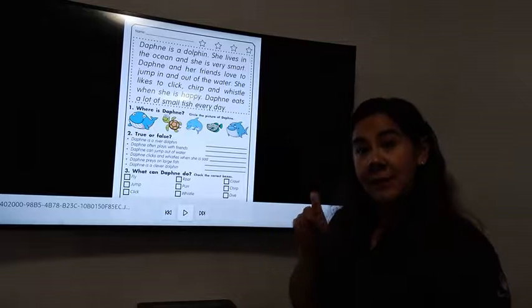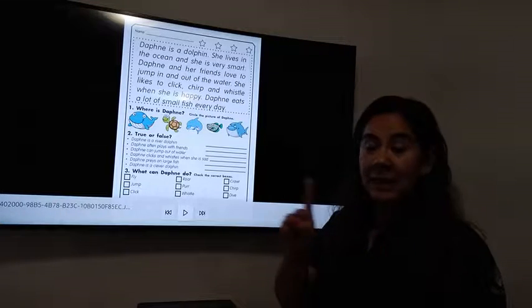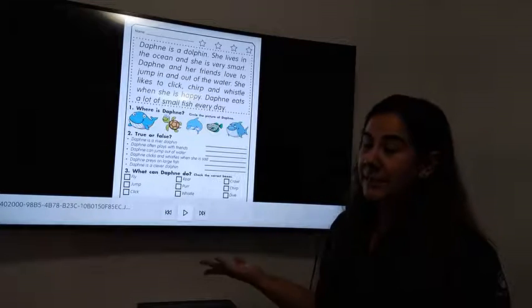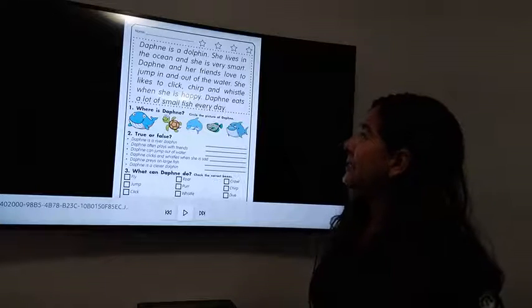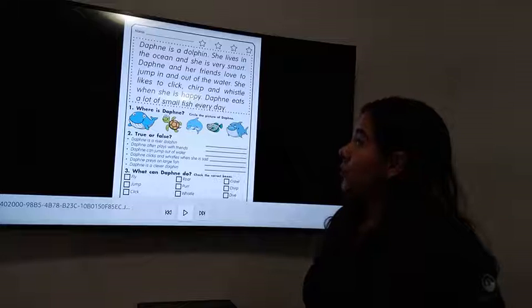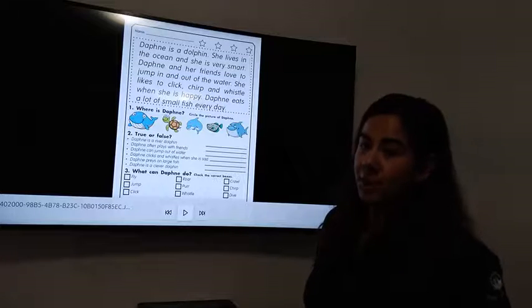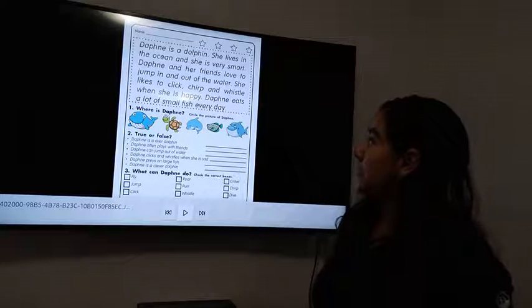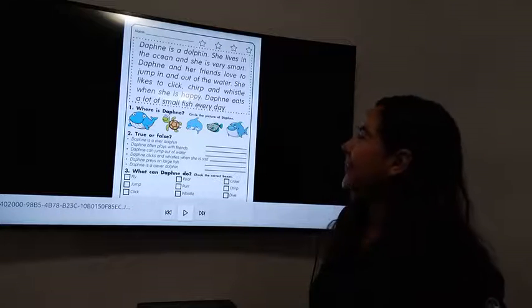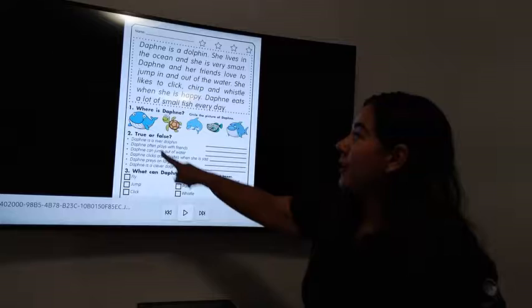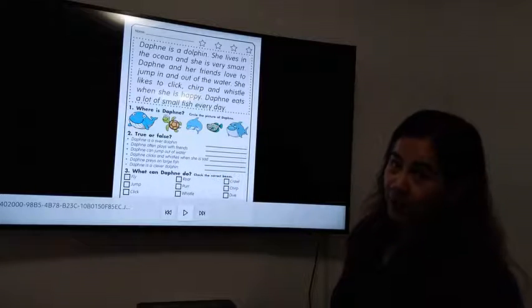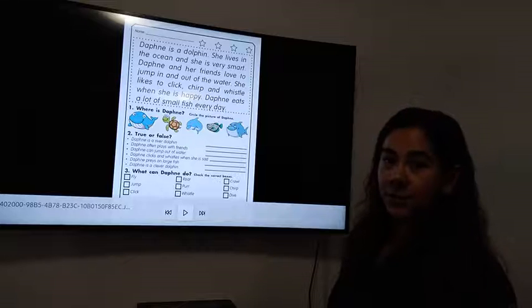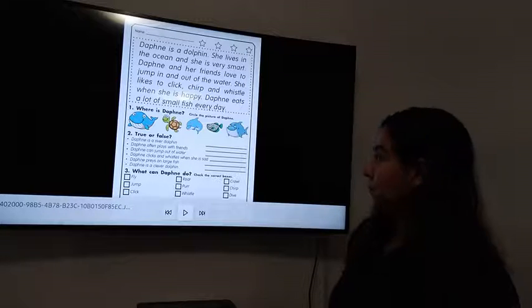True is something that is real. False is something that is not real. Okay? So, Daphne is a dolphin. She lives in the ocean and she's very smart. Daphne and her friends love to jump in and out of the water. Okay, so you can keep reading it. And then we have, where's Daphne? You already heard. Daphne is a dolphin. Which one looks like a dolphin to you? Find out and circle. Okay?